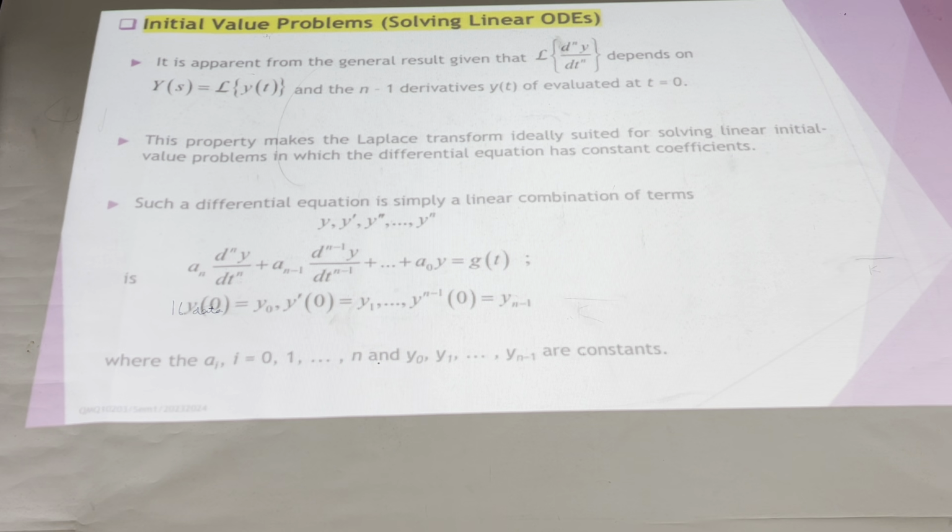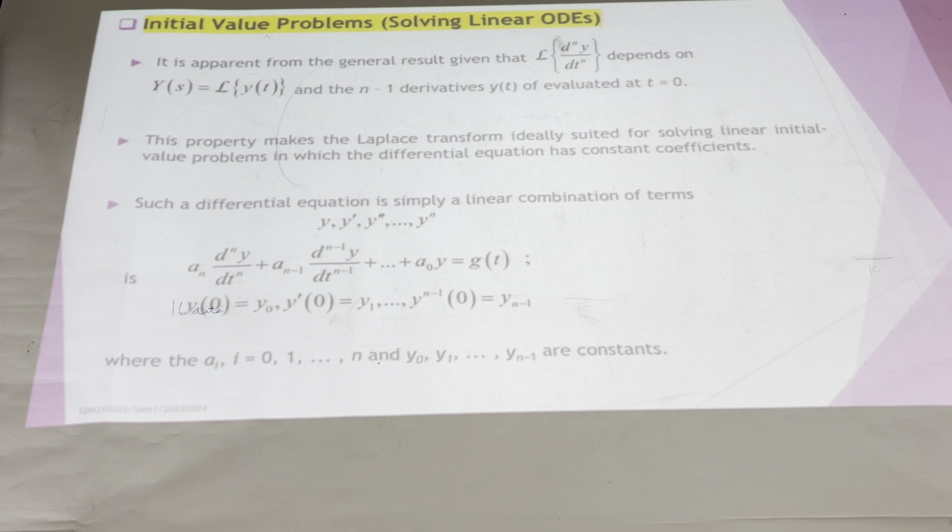So after you have transformed everything, you solve for Y(s), now you inverse transform. Now you get back y(t). That y(t) is the solution. Clear? So first you have y(t), you transform into Y(s), and then you solve for Y(s). Now you transform back by inverse Laplace transform, you get y(t). That y(t) is the solution.